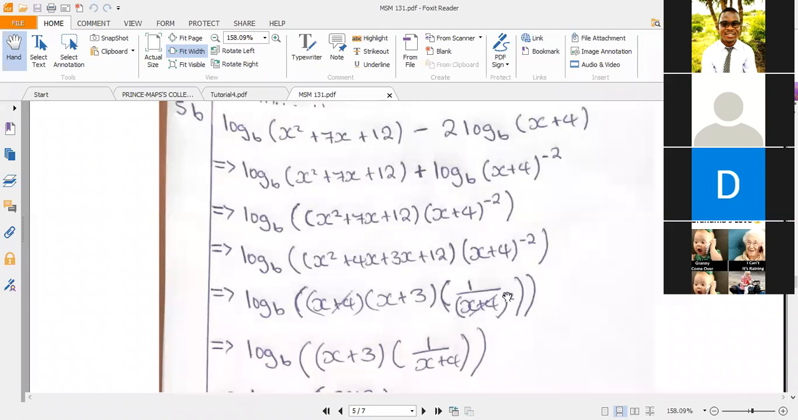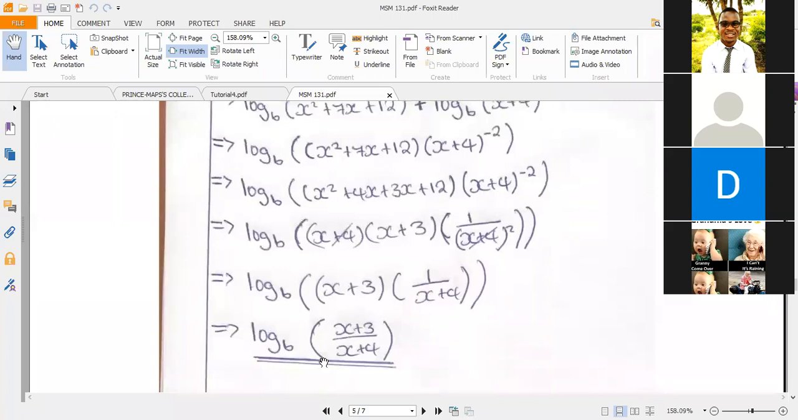So the x plus 4 can cancel one of the x plus 4 in the x plus 4 squared, and we remain with x plus 3 times 1 over x plus 4. So this will now be log of b, x plus 3 times 1 over x plus 4, which is the same as log of b, x plus 3 over x plus 4.